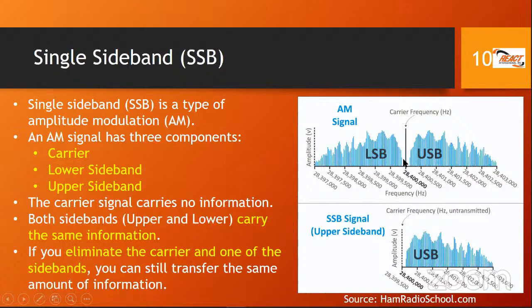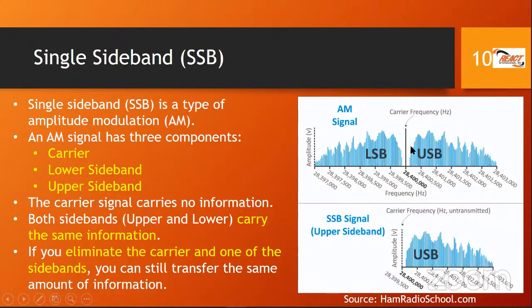And they have the carrier, which is the center frequency. Below the carrier frequency, we consider that the lower sideband. And above the carrier frequency, we call that the upper sideband. So those are the three components of an AM signal: the lower sideband part, the upper sideband part, and the carrier frequency.